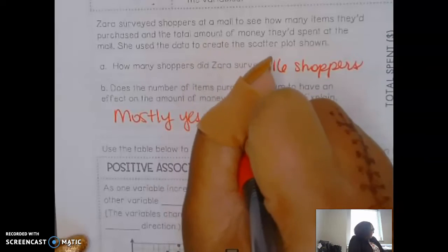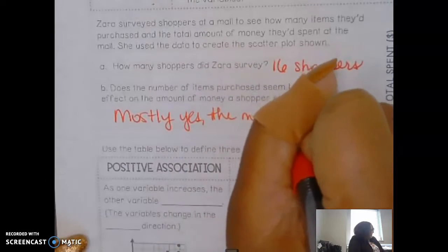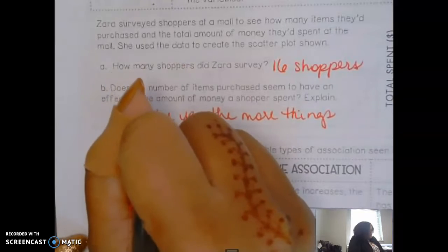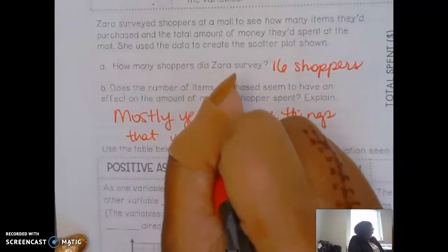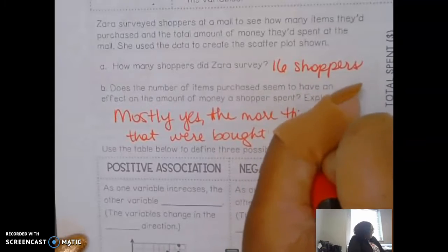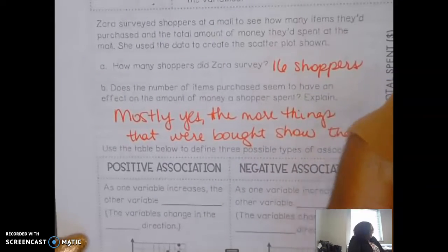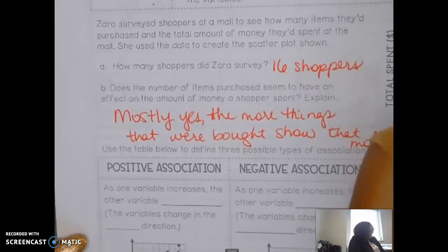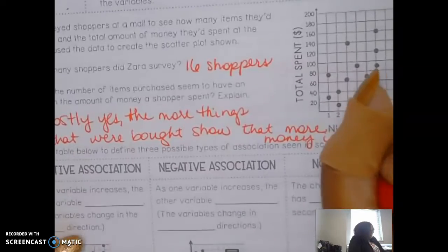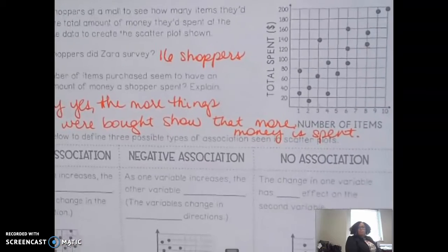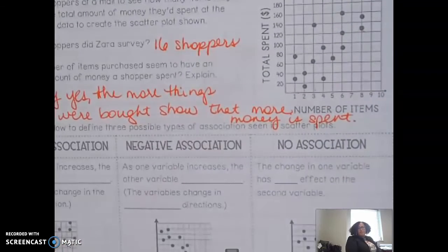The more things that are bought show that more money is spent. Boom. The more things you buy, the more money you spend.